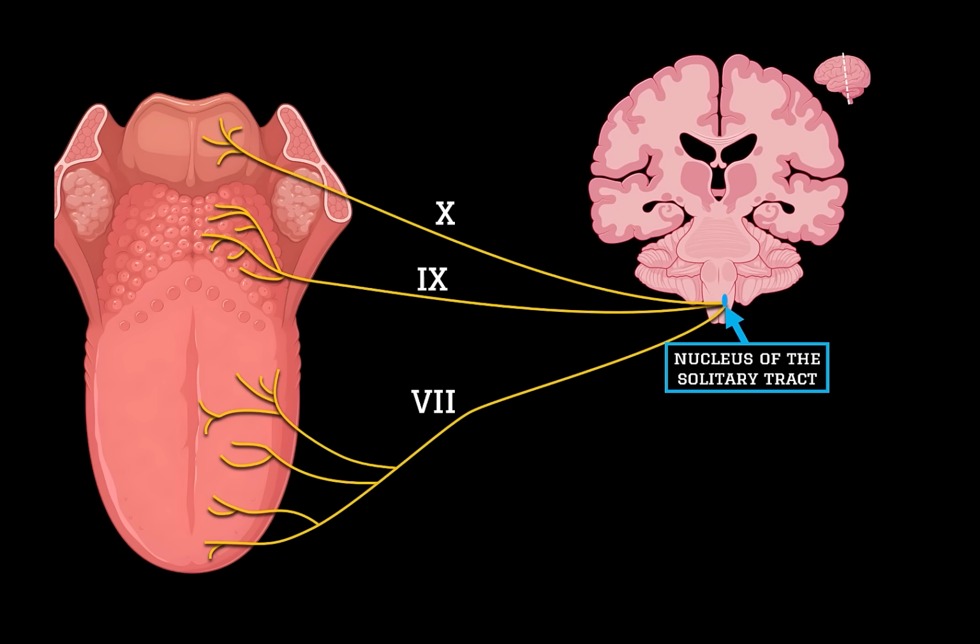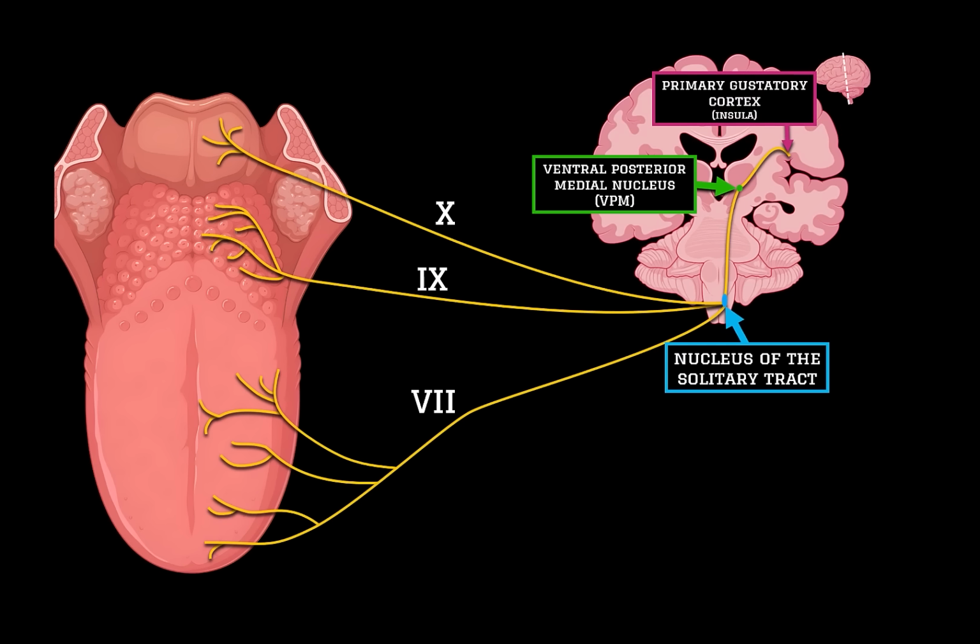This is the very first processing station for taste. From here, second-order neurons from the nucleus tractus solitarius project upwards to a region of the thalamus, specifically the ventral posterior medial nucleus. This is the same thalamic relay that processes facial sensations, and taste has its own dedicated area within it. From the ventral posterior medial nucleus, third-order neurons travel to the primary gustatory cortex. This region is located in the insula and the frontal operculum, tucked deep within the lateral sulcus.